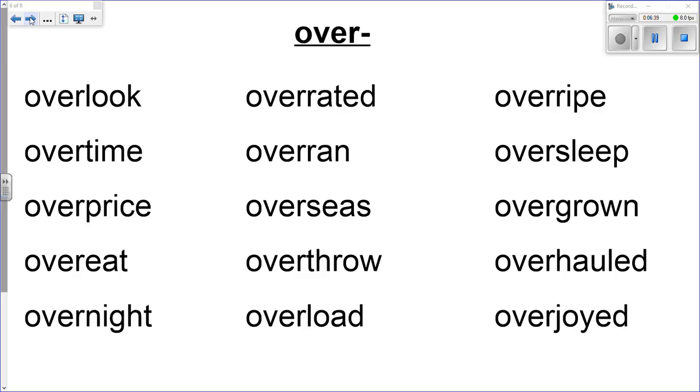Overran, overseas, overthrow, overload. Overripe means it's too ripe. Oversleep means you slept too long. Overgrown means it's grown too much. Overhauled, overjoyed. An overlook is a place from which you look down at a view. When you overlook someone's behavior, you are willing to go beyond their behavior at the moment.